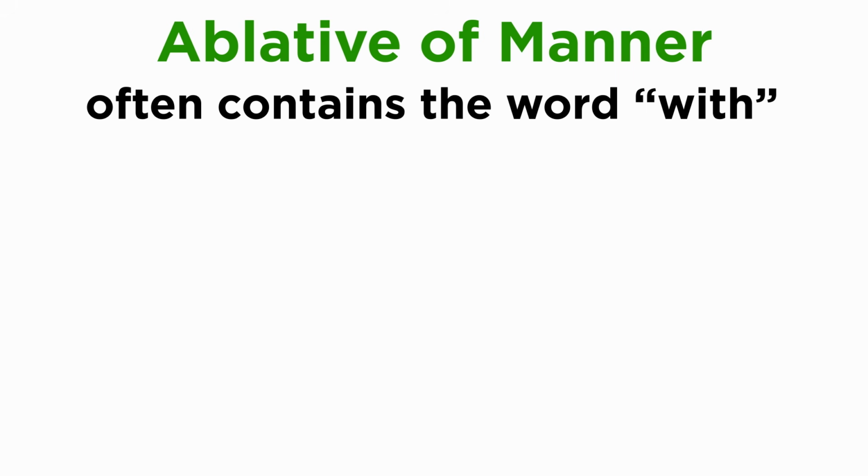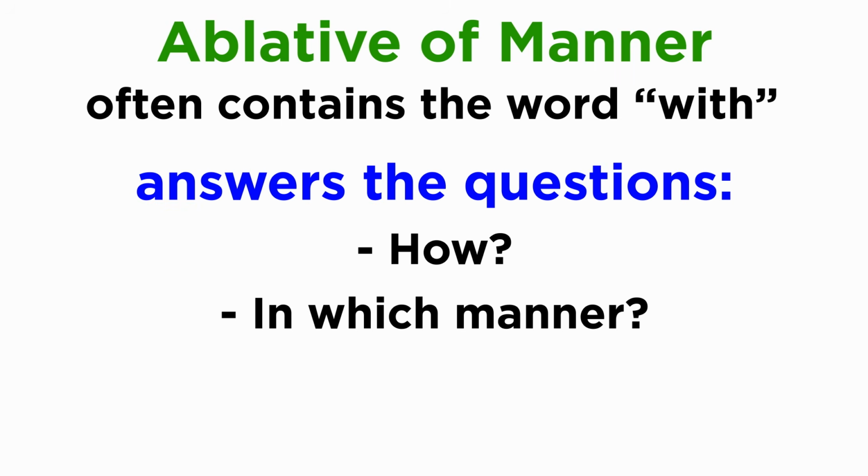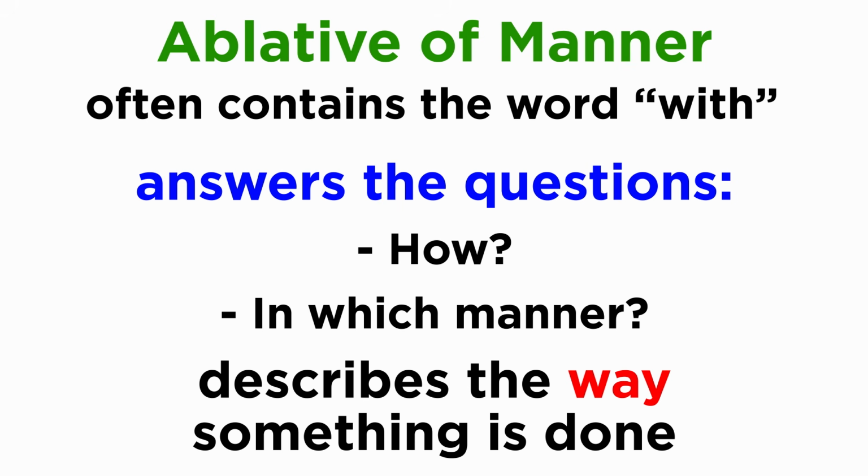Although many sentences might contain the word with, not all of them will be translated in the same way. In the ablative of manner, the phrase starting with the preposition with answers the question how, or in which manner. In fact, this particular expression describes the way something is done or is taking place.